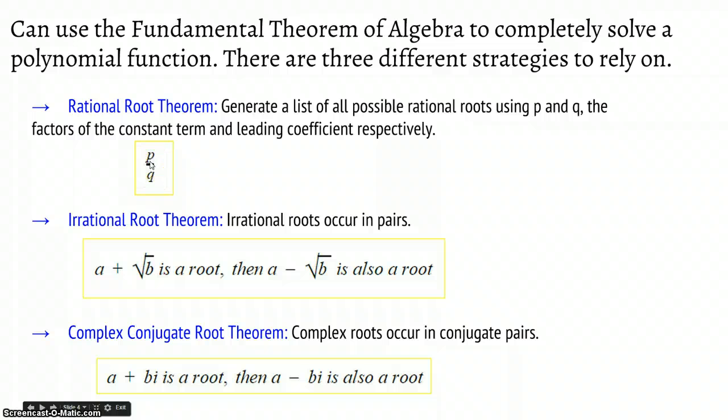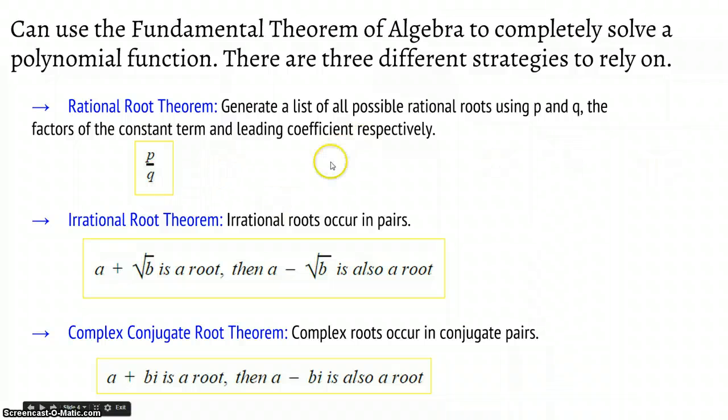P is any factor of the constant term. List them all, plus or minus 1, plus or minus 2, plus or minus 11, plus or minus 22, for example. Every factor you can think of. Q is all the factors of the leading coefficient. Our favorite is when the leading coefficient is 1, because then we only have a 1 right here. Now, that doesn't always happen, and sometimes we have to list all the factors.